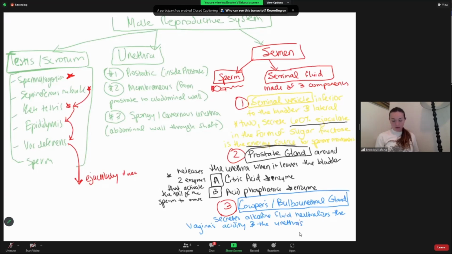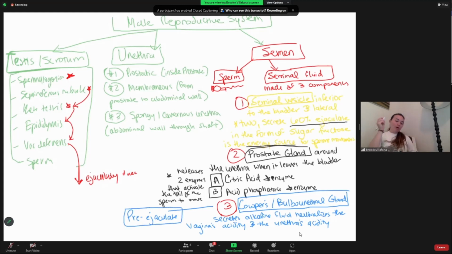Because remember, the male urethra would still have some urine left in it from urination through that same urethra, and the urine is acidic. So it neutralizes the vagina's acidity and the urethra's acidity. This is called pre-ejaculate. Pre-ejaculate is released usually a few seconds to a few minutes prior to actual ejaculate, neutralizing that acidity in order for the sperm to then follow and be in a neutral environment. So that's the pre-ejaculate, okay?